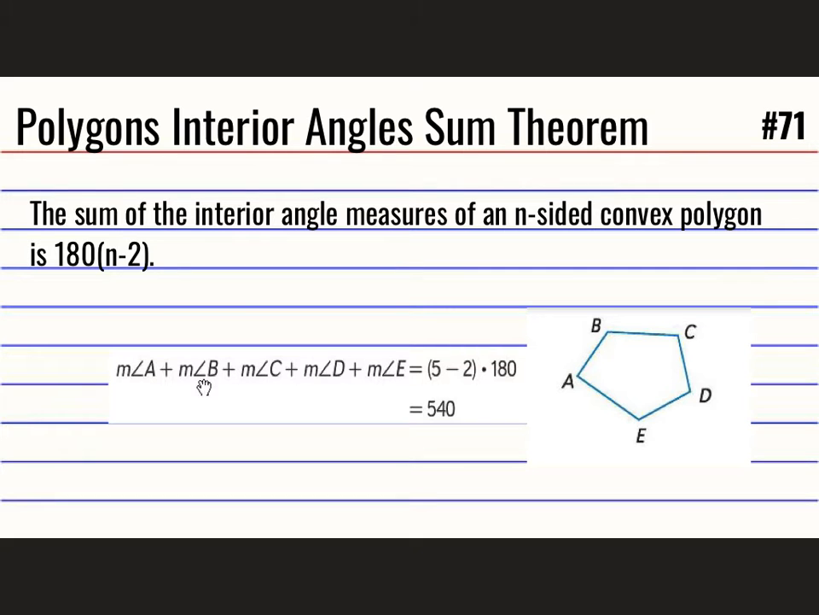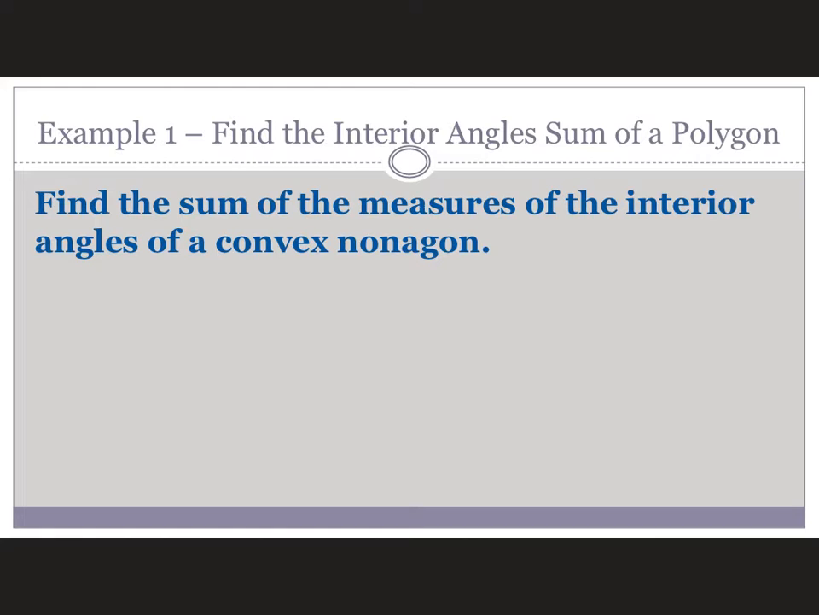So card number 71 says the sum of the interior angle measures of an n-sided convex polygon is 180 times n minus 2. And that's what we discovered when we looked at the table. So you just take the number of sides, subtract 2, multiply that by 180 because that will be how many triangles are in the shape.